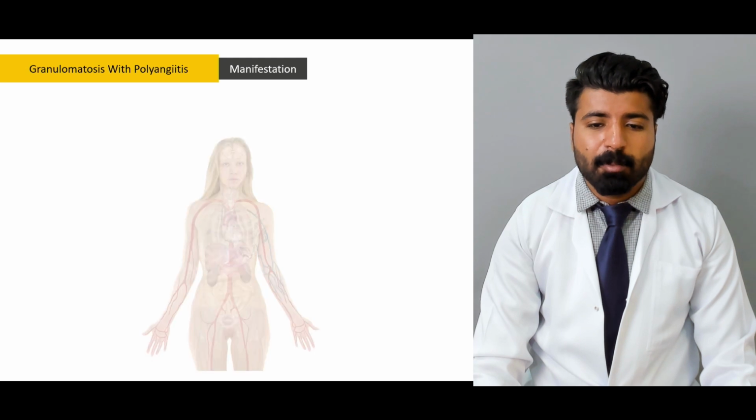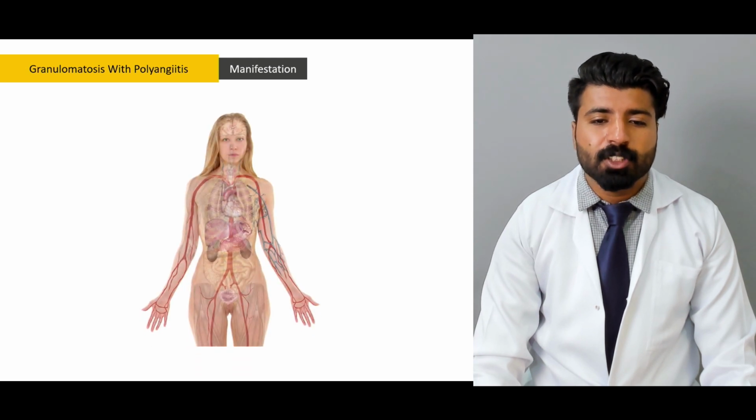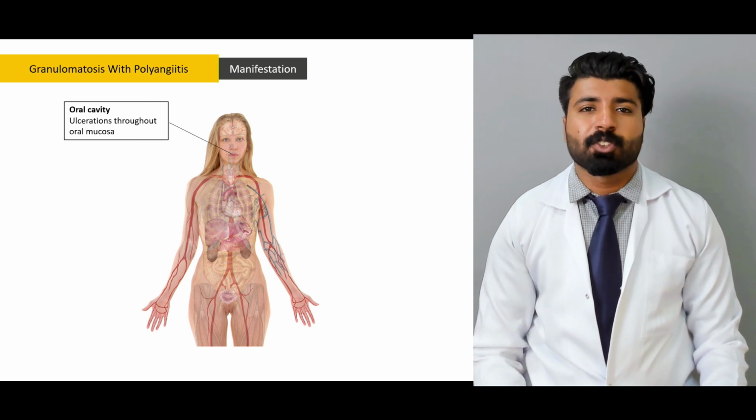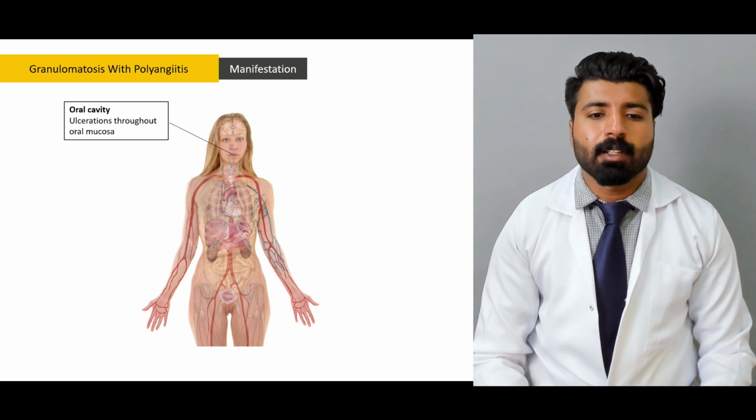Next, we'll see what the manifestations of granulomatosis with polyangiitis are. This is the most severe form of these three. First of all, it's not going to affect only your lungs, it's going to affect you in multiple ways. So let's talk about it.